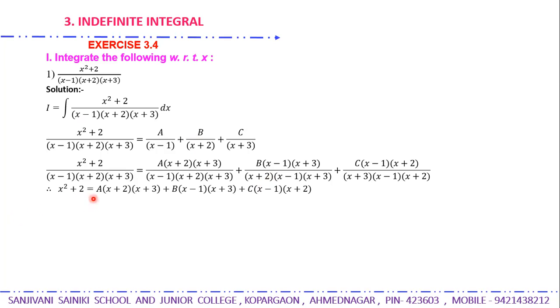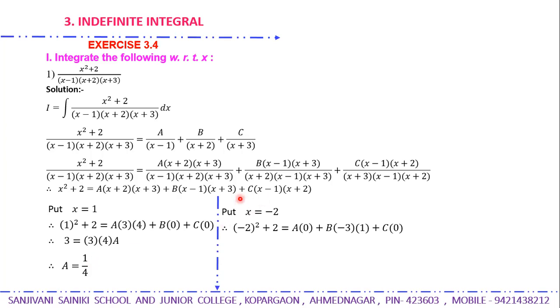Then x square plus 2 is equal to a into (x plus 2)(x plus 3) plus b into (x minus 1)(x plus 3) plus c into (x minus 1)(x plus 2). Now we will find the values of a, b, c. For them, put x equal to 1. So 1 square plus 2, and here 1 plus 2 is 3, 1 plus 3 is 4, 1 minus 1 is 0, 1 minus 1 is 0. So in this case, you will get the value of a equal to 1 by 4.